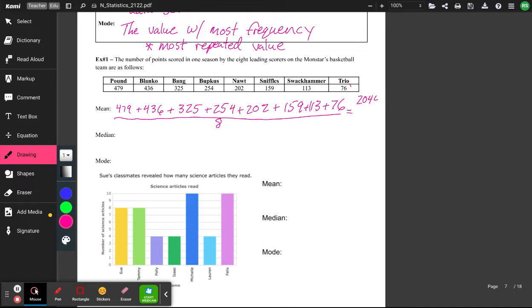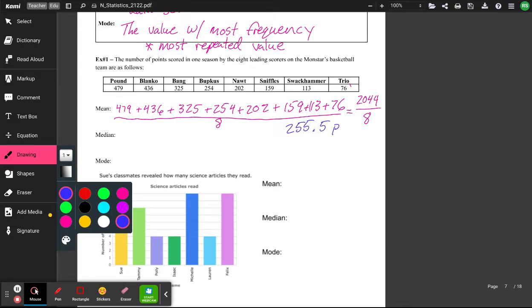Your sum in the numerator is 2,044 points. Then we're going to divide that by 8. 2,044 divided by 8 is 255.5 points. Make sure to put your unit. So what is my average number of points scored for each player? 255.5 points. So that's the average. So you have Pound who scored 479, Trio scored 76. You have a wide range, but the average player scored about 255 points.